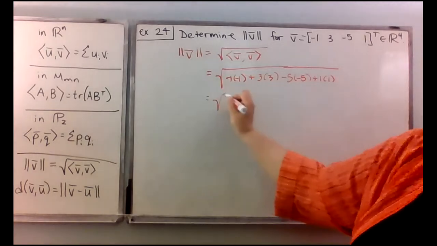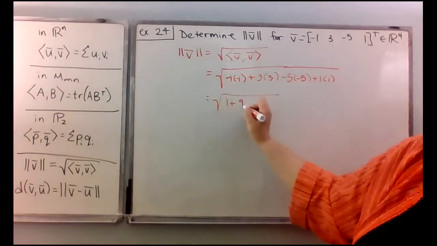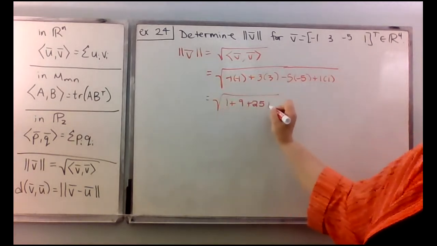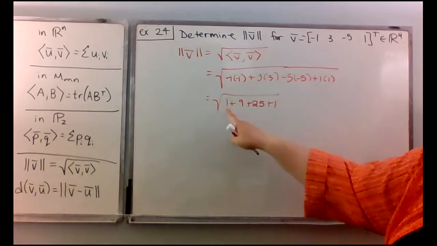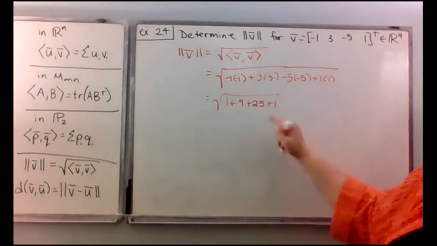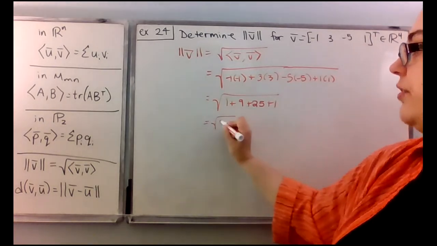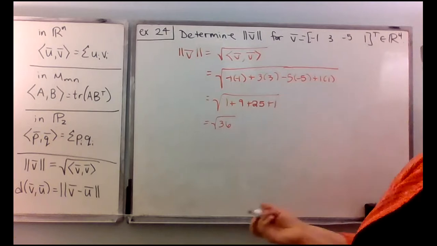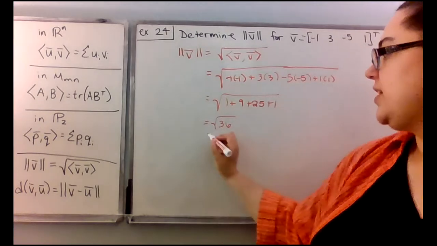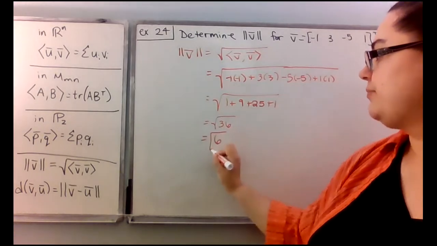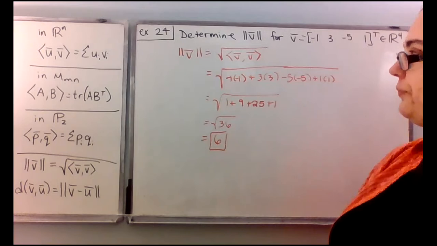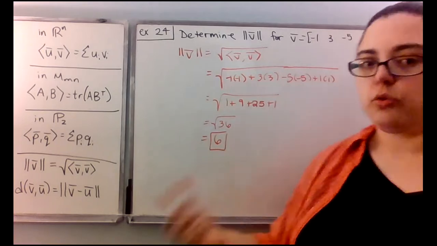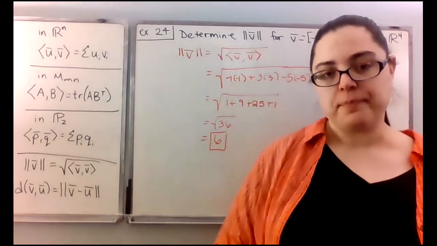So this is going to give me the square root of 1 plus 9 plus 25 plus 1. This gives me 10, this gives me 26. So that's going to give me 36. And since this is a principal square root, I just get 6. So there we go. So that's a norm of our vector in R4.